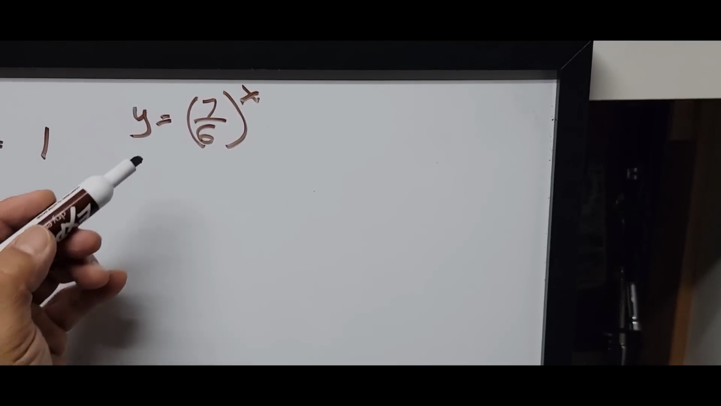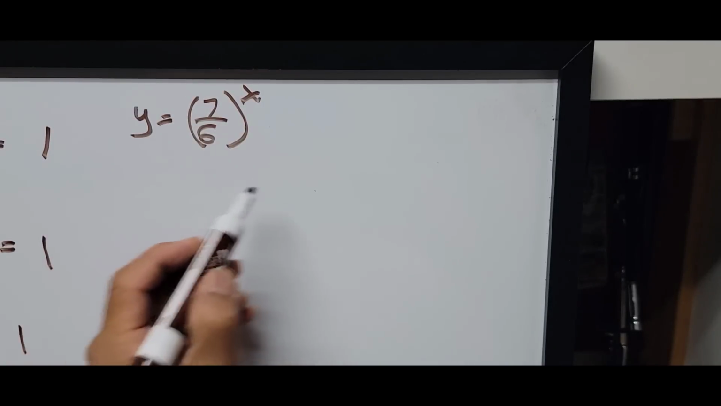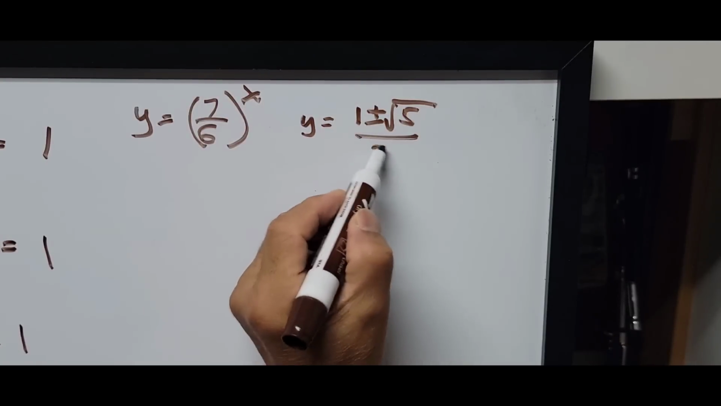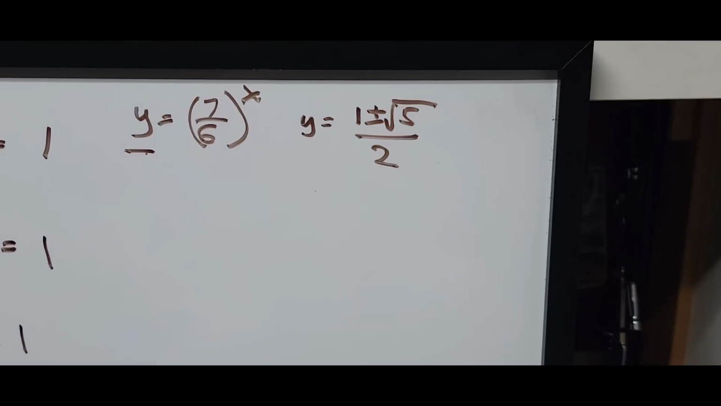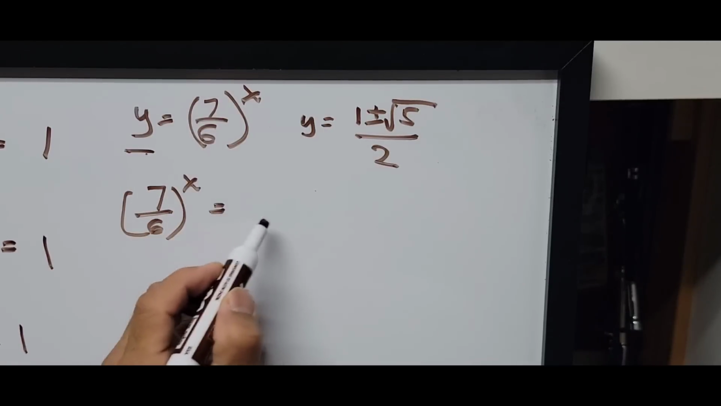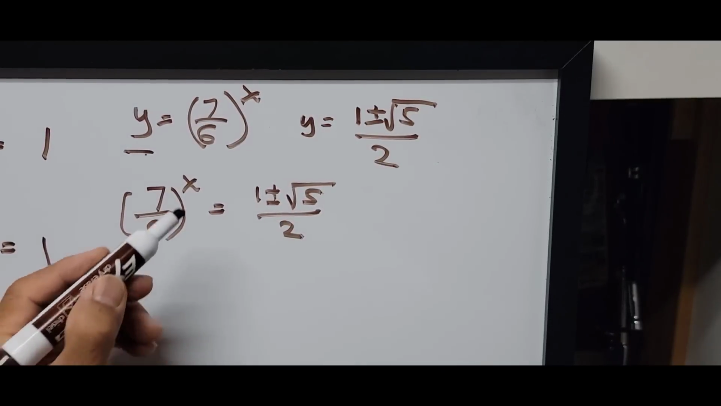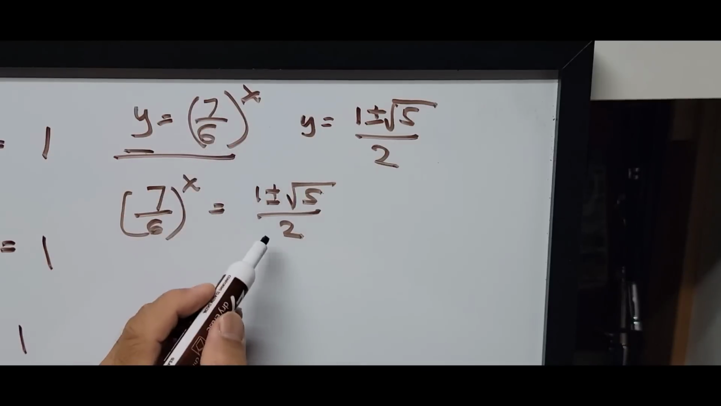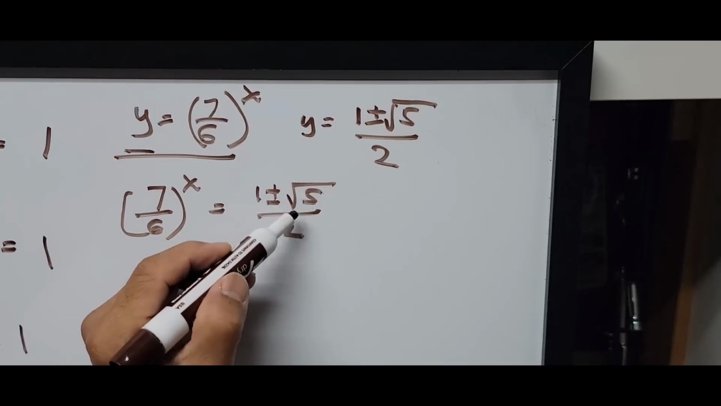So from here, y is equal to (7/6)^x, and the value of y is (1 ± √5)/2. So we're going to substitute the value of y into this equation. That is now (7/6)^x = (1 ± √5)/2. But since (7/6)^x is positive, we're rejecting the negative value of this square root of 5.